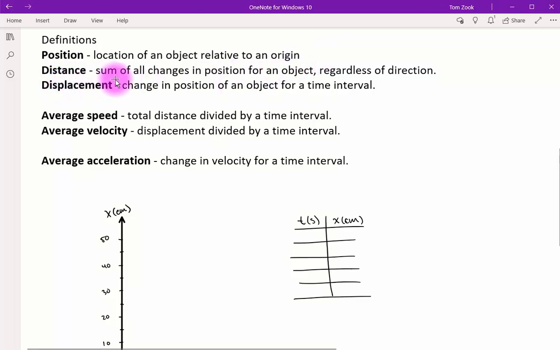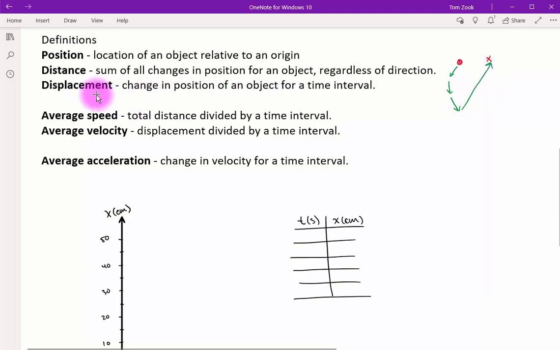For distance, we're going to call that the sum of all the changes in position of an object regardless of direction. So if I've got an object, say it's this red dot, and as time goes by, I move here, then I move there, then I move here, then I move really, really fast over here, and then that's where I end up. Well, the distance I've traveled is all these little green arrows. It's every step you take. It doesn't matter which way you're going, it's the total number of little teeny changes in position as time goes by.